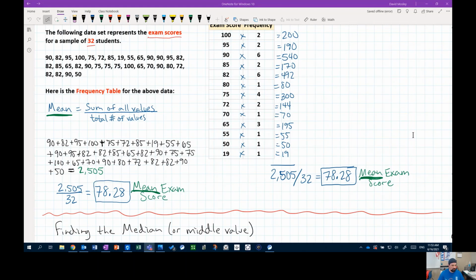Or middle value. There are several techniques we can use to do this. The first one is going to be the most simple, and that's just listing everything out and counting to the middle, essentially. So what I'm going to do first is rewrite all of my data in order from smallest to largest, and I'm going to use the frequency table to do this. So I'm going to write 19 once, 50 once, 55 once, 65 3 times, and so on until I've gone through all my data.